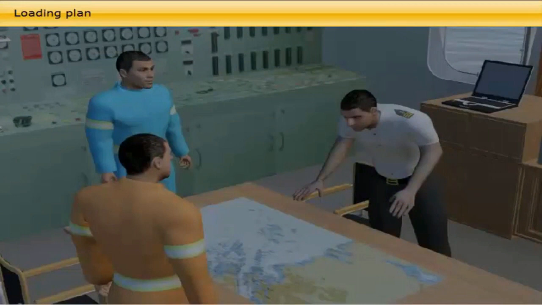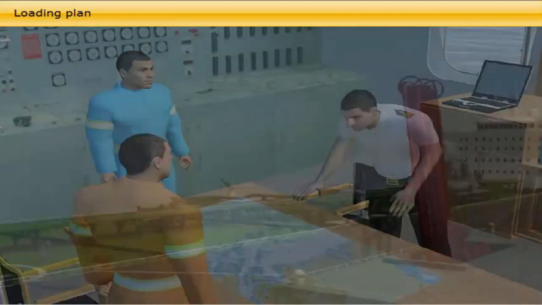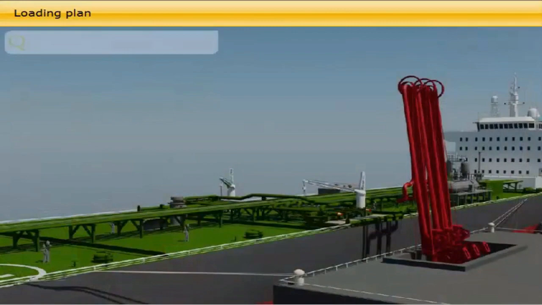Who is responsible for making the loading plan? As soon as the loading order is received, the Chief Officer, who is responsible for making the loading plan, starts to pre-plan and work out a preliminary loading plan.